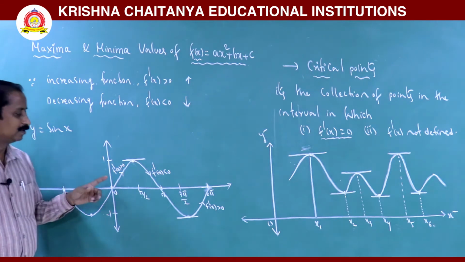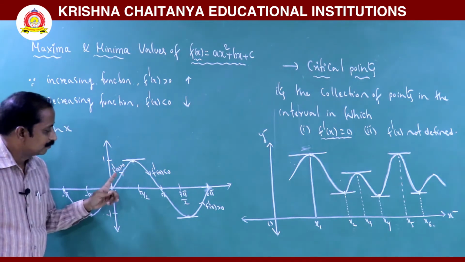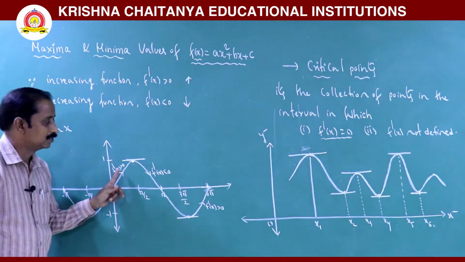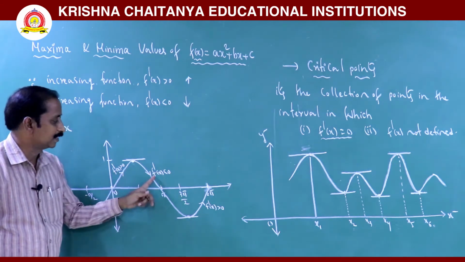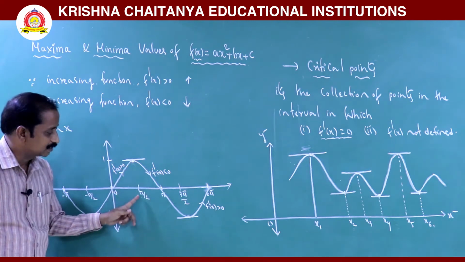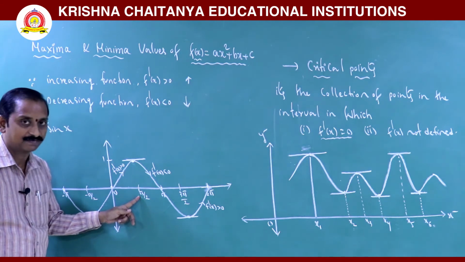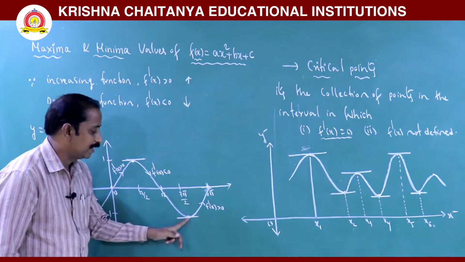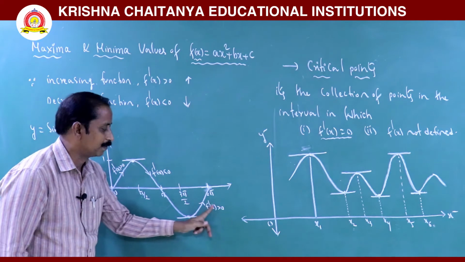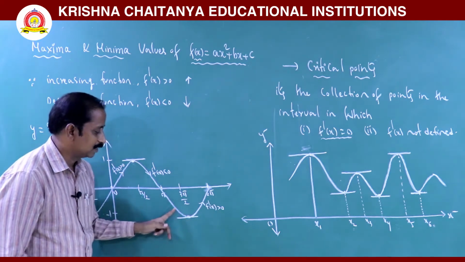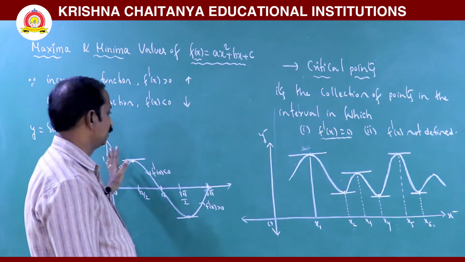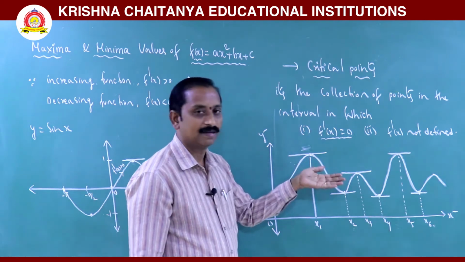And a very simple concept here: where f dash of x changes sign from positive to negative, the function has a maximum, at x is equal to pi by 2 with respect to this graph. Next, where f dash of x changes sign from negative to positive, the curve has a minimum. So keep in your mind, related to this graph, maxima and minima.